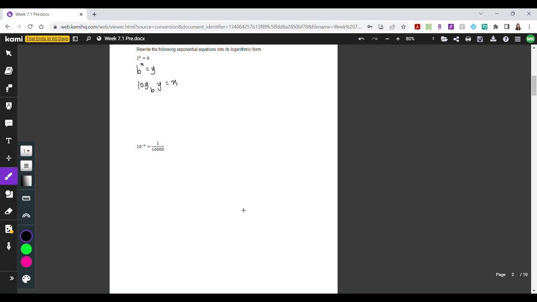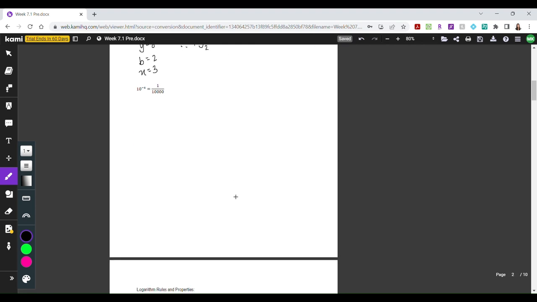So from here, I know my y is going to be 8, my b is going to be 2, and my x is going to be 3. If I rewrite it into logarithmic form, I get log base 2 of 8 equals 3. Now let's look at the next one.